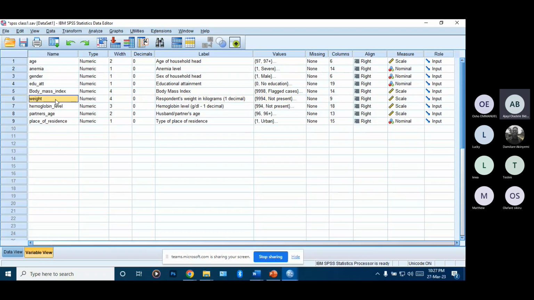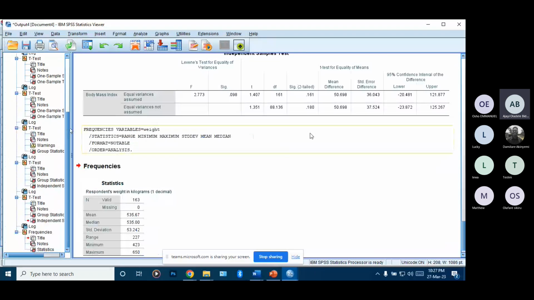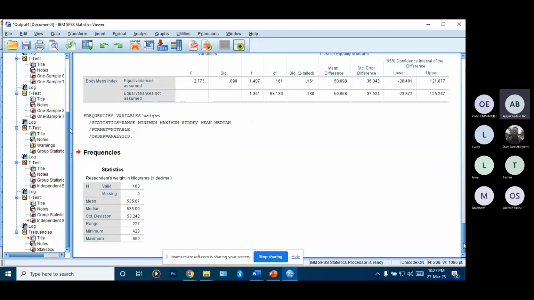I quickly want to check the descriptive statistics of our weight, so I will know what to do. Weight. The minimum is 423, and the maximum, okay, the maximum is 650. Now, let me create another variable.